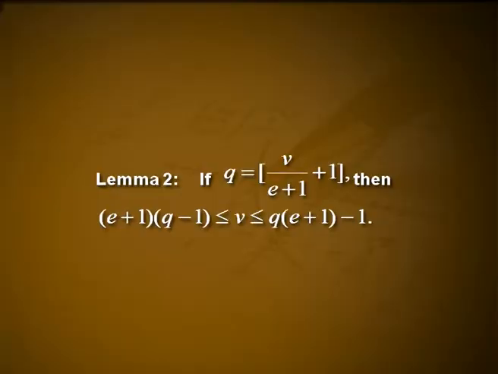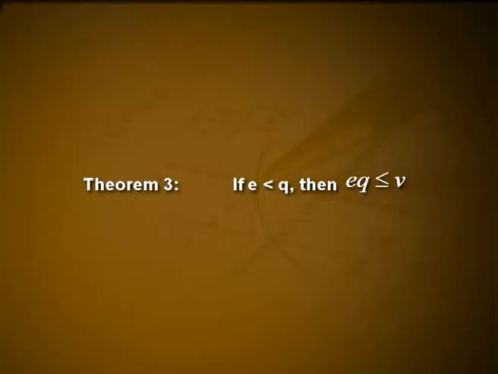Lemma 2. If Q = ⌈V/(E+1)⌉ + 1, then (E+1)(Q−1) ≤ V ≤ Q(E+1) − 1. We will see Theorem 3. If E < Q, then EQ ≤ V. The proof is very simple.